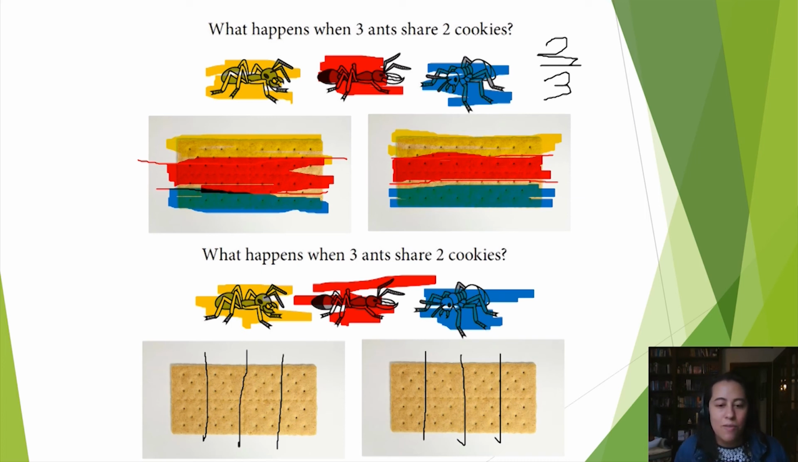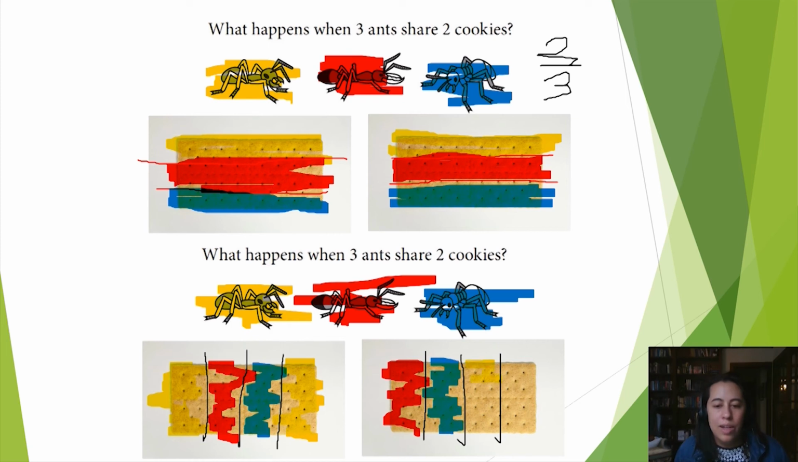What about fourths? Let's see if that works. Let's see. Color in this fourth for the orange, this fourth for the red, trying to stay inside the lines as much as I can, this fourth for the blue ant, and then I'll start again at the orange, the red, the blue.